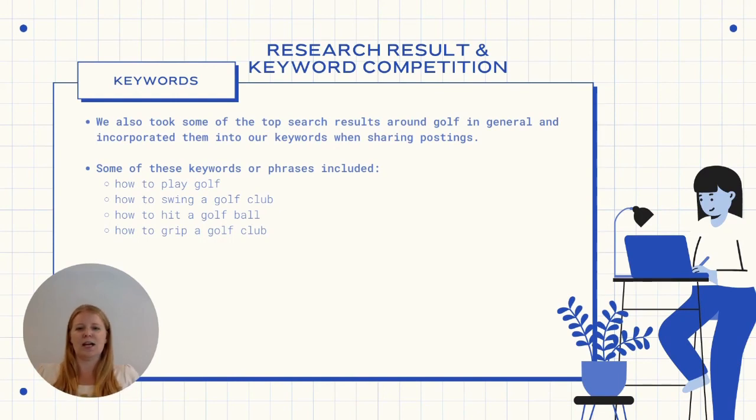We also looked at the top search results just around golf in general and incorporated them into our keywords and what we talked about when sharing postings. Some of these keywords or phrases included, and these were actually the top 5, how to play golf, how to swing a golf club, how to hit a golf ball, how to grip a golf club. So a lot of things about picking up the sport or learning about how to play golf. We really tried to incorporate some of that phrasing in what we said.